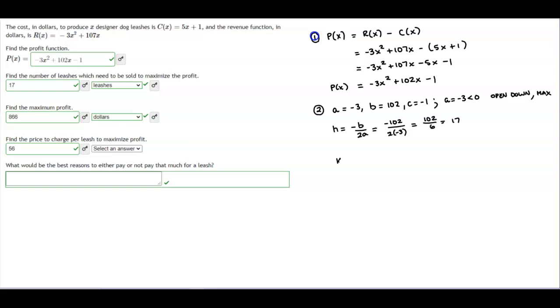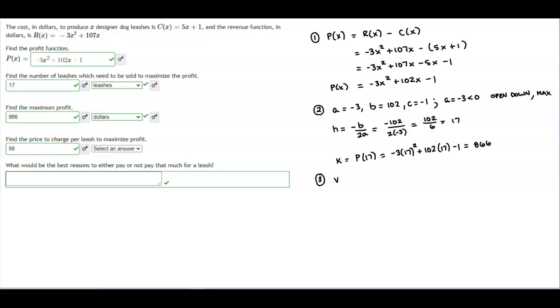Next, we want to find the value of k. So that means we need to find P of 17. We're going to plug it into the quadratic function. So it's going to be negative 3 times 17 squared plus 102 times 17 minus 1. So therefore, plugging that all in is going to give us the amount of 866.